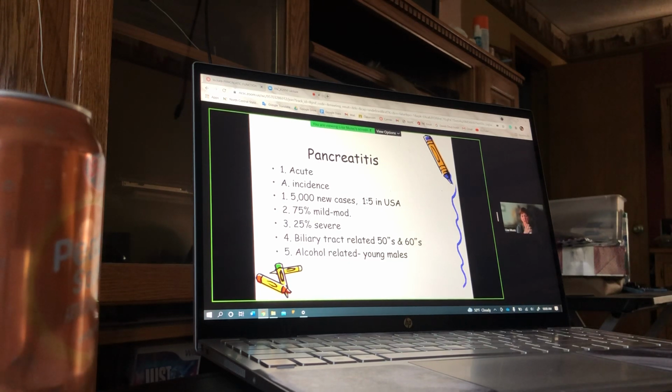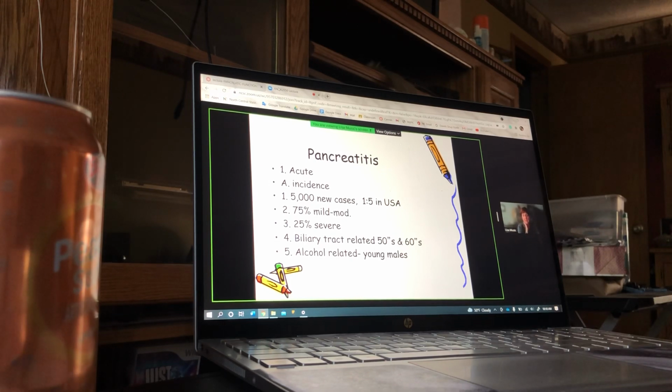Incidence is about 5,000 cases in the United States, 1 in 5. Pretty common. 75% of those are mild to moderate. We had a young lady, or a young man, I can't remember, yesterday at Ashland, about 25, that had pancreatitis. I think it was a young mother, because she had recently had a baby. So the incidence for mild to moderate is pretty significant. Severe, however, does not happen that often, but when it does, it can be fairly detrimental to the patient. They can be in ICU and have multiple issues.